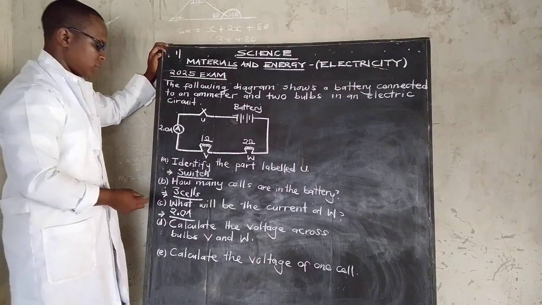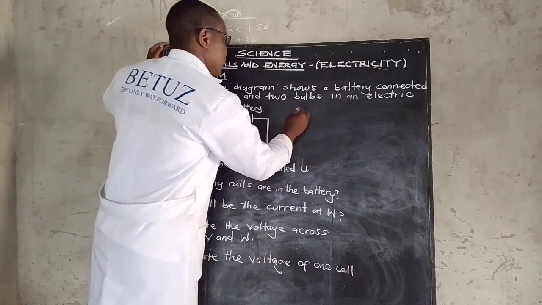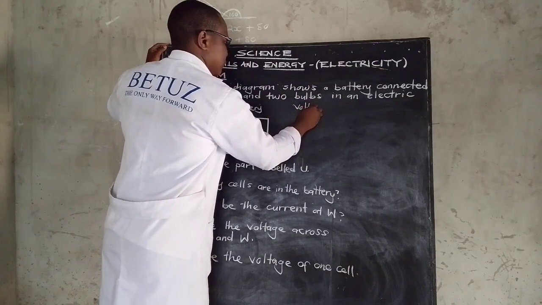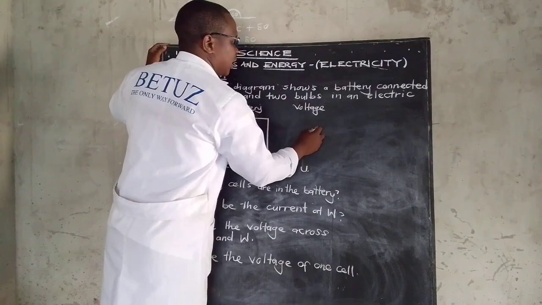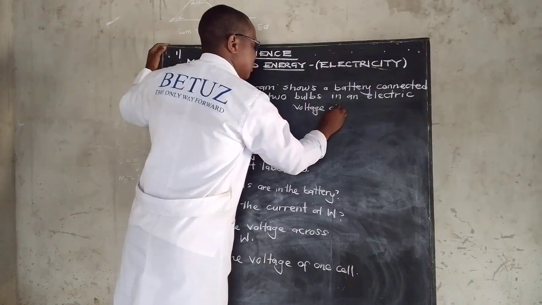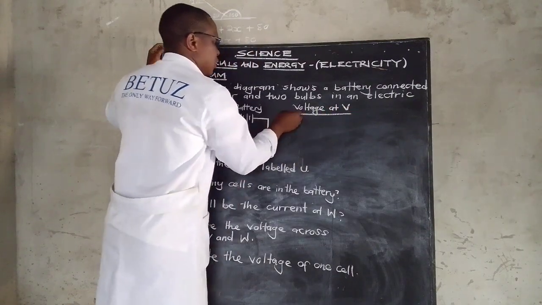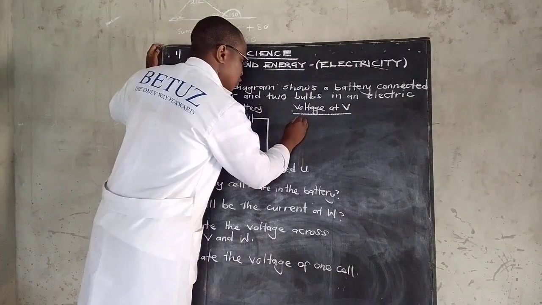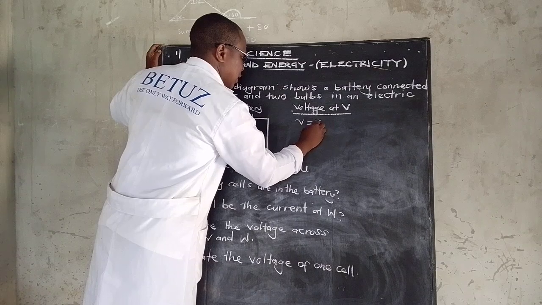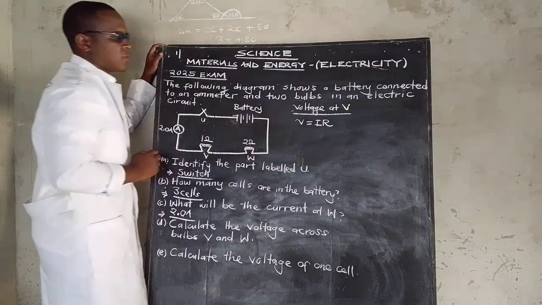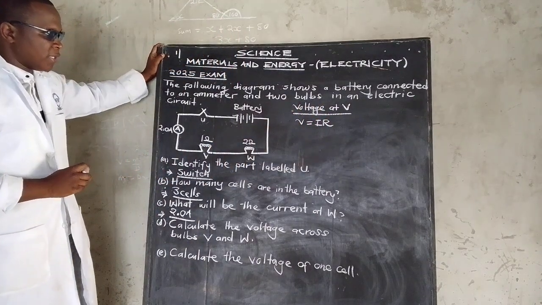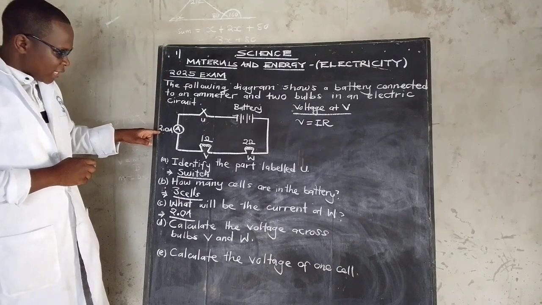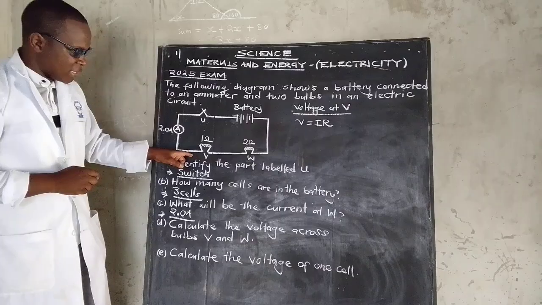So let's calculate. Let's find the voltage at point V. We are going to apply the formula for voltage. You know voltage is equal to current times resistance. Current times resistance. So remember, I'm saying the current in series is the same.